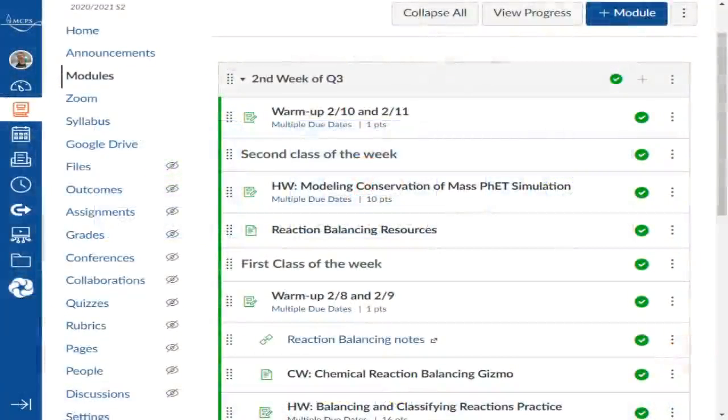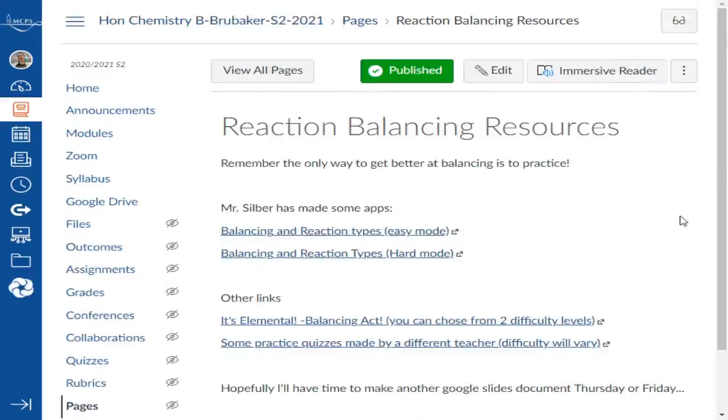In your week 2 module, I have given you some more resources right here to give you more places to practice over this weekend. I have the Mr. Silber app. Mr. Silber has been so wonderful. He's made balancing and reaction type apps for you to use and to practice with.